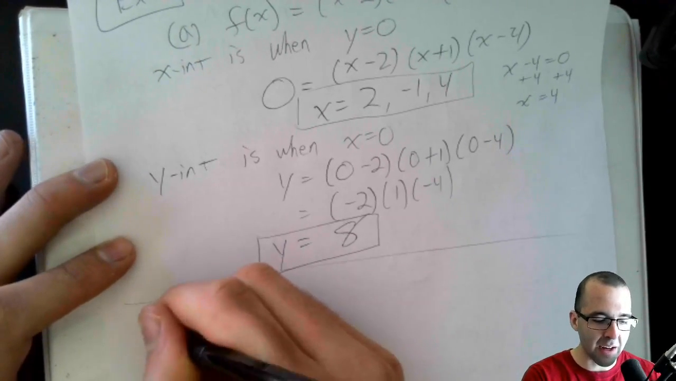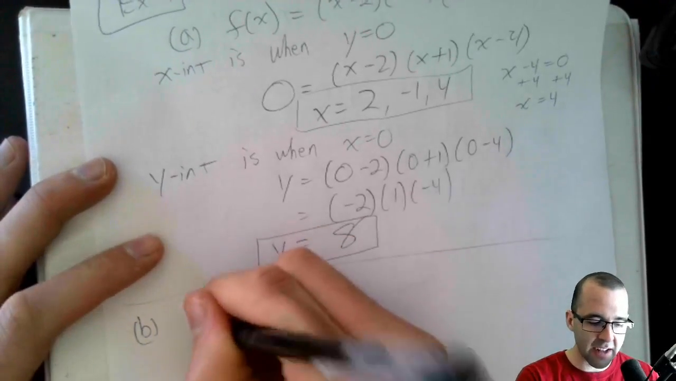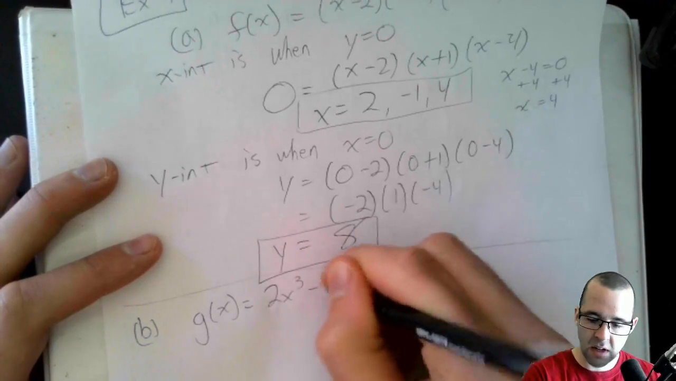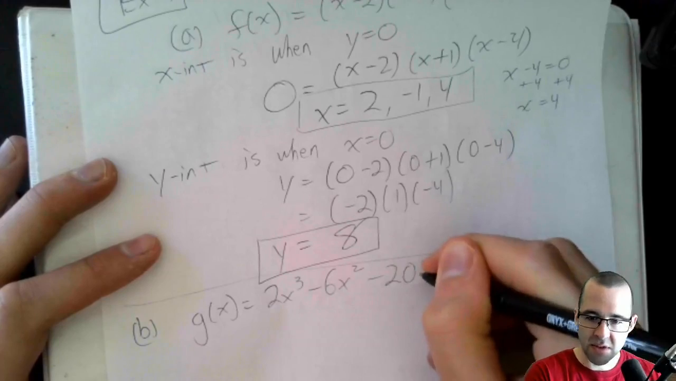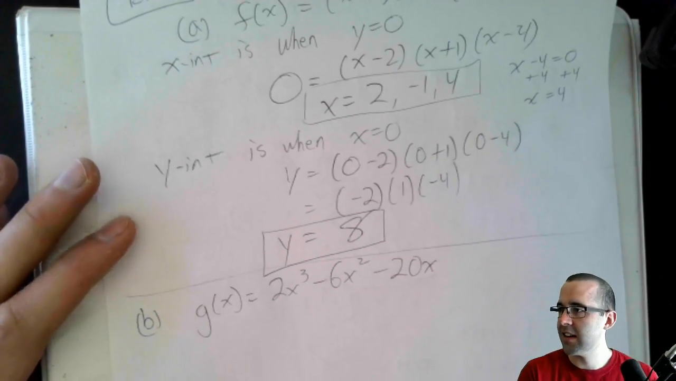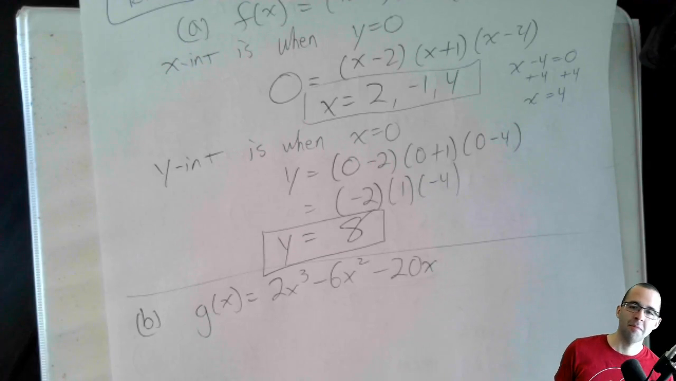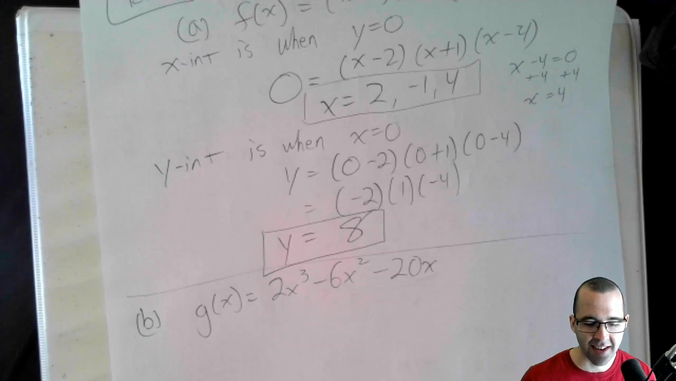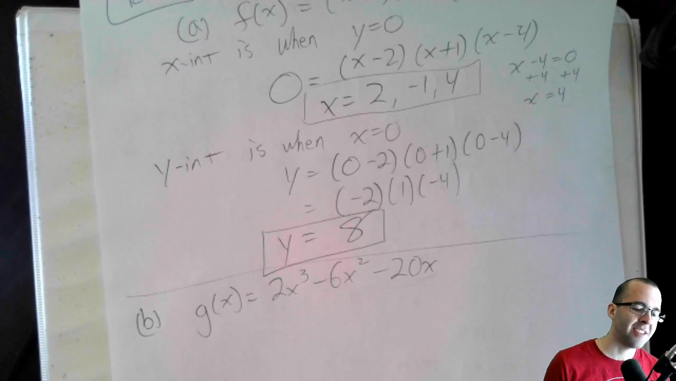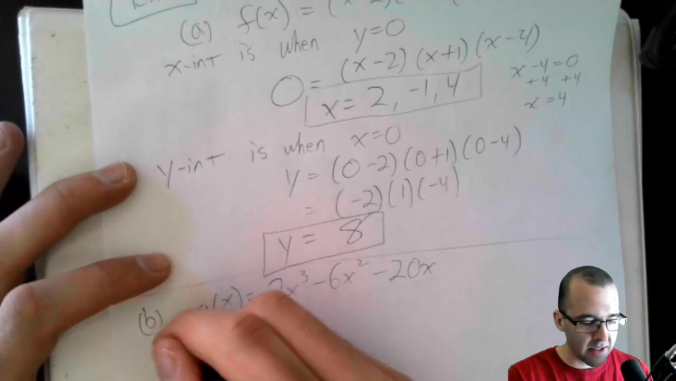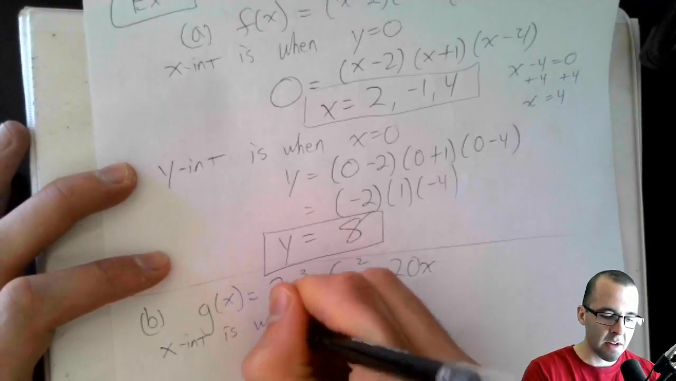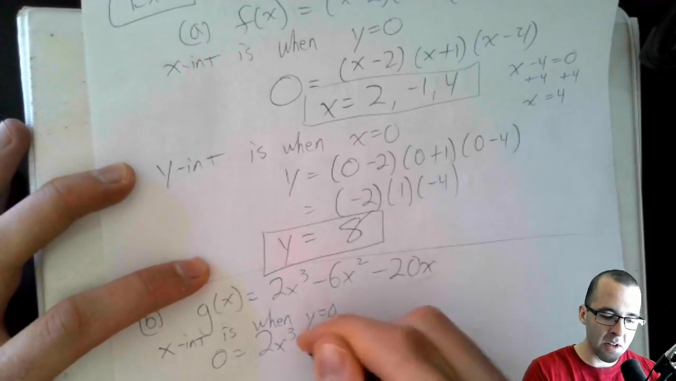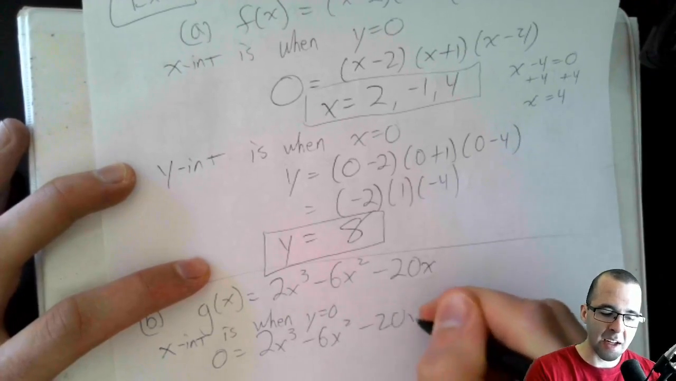Okay, let's do part B. G of x equals 2x cubed minus 6x squared minus 20x. B stands for the B in NBD. No big deal. All right. So we just do the same thing. Oh, this one's not factored. All right, no problem. The x-intercept is when y equals 0. That's when 0 equals 2x cubed minus 6x squared minus 20x.